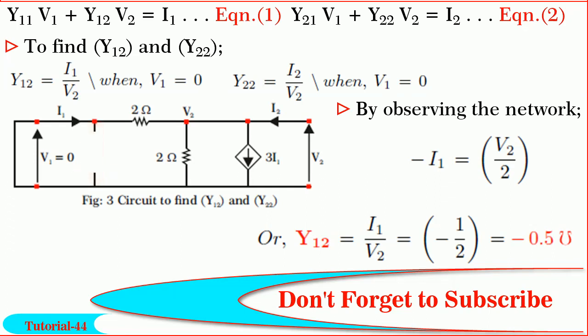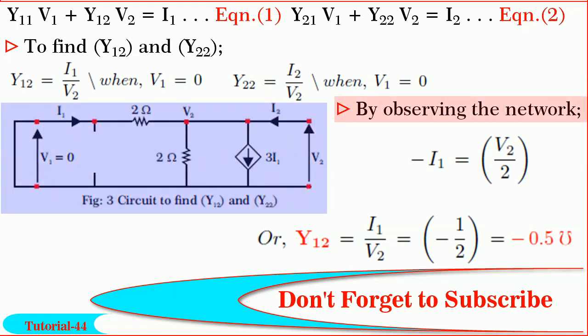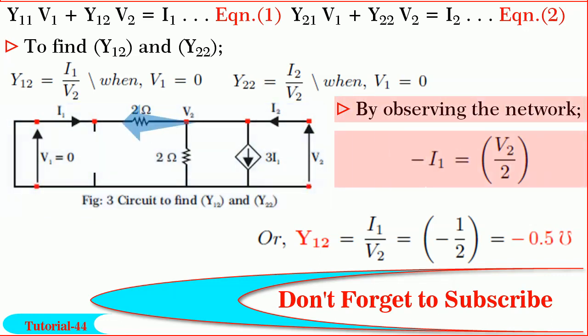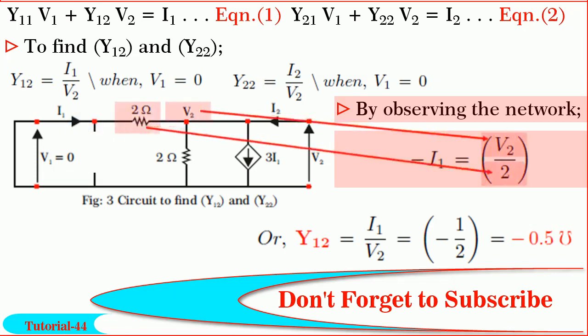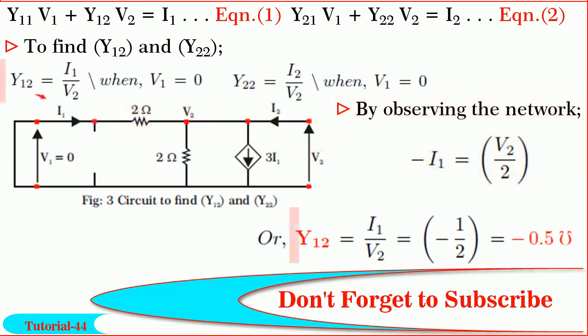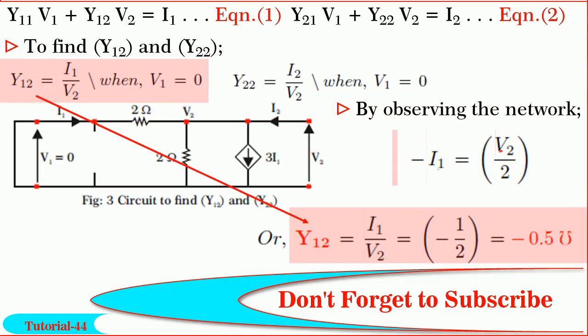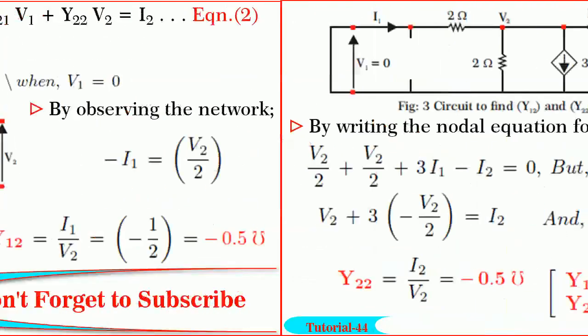By doing so, you find that the circuit is reduced to a 2-node network with only one unknown node voltage V2. So, by keenly observing the network, we find that minus I1 is equal to V2 divided by 2, but Y12 is equal to I1 divided by V2, and hence we get Y12 is equal to minus 0.5 mho. It is so simple, isn't it?